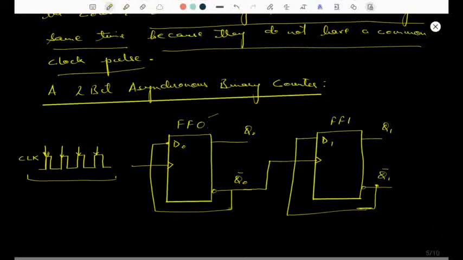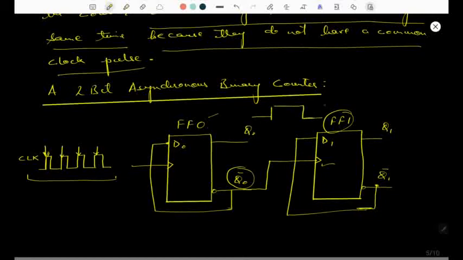But FF1 changes only when triggered by the positive edge of Q0 bar. The pulses that you get from the output of Q0 bar will act as the clock pulses for it. So suppose it is like this.